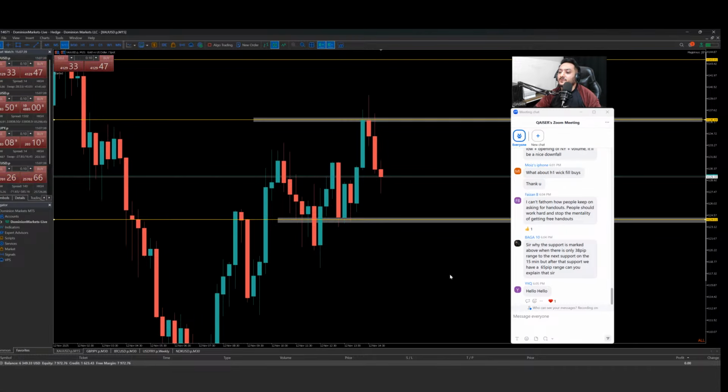If the previous one had closed above resistance, then it would be a wick fill.